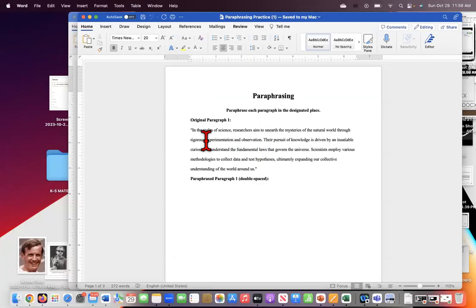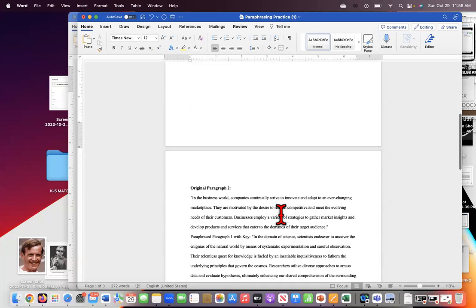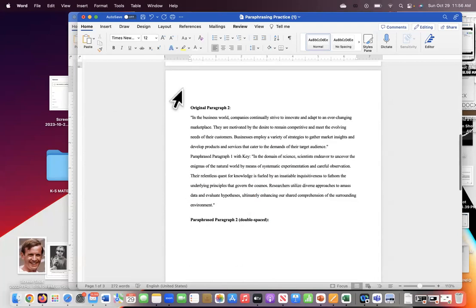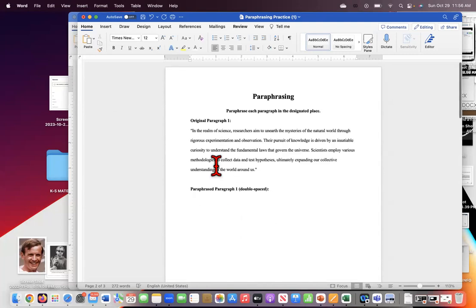Here is your original paragraph. It will not save that way. Then you are going to read it, then come back over and rewrite it the way you remember, and then go back and see if there's anything that you left out. Same on this one. And then paraphrase it.